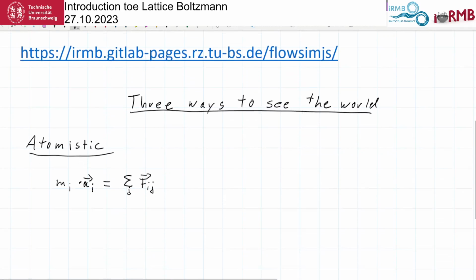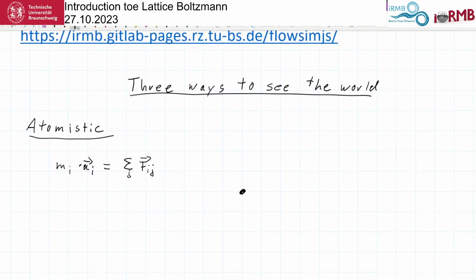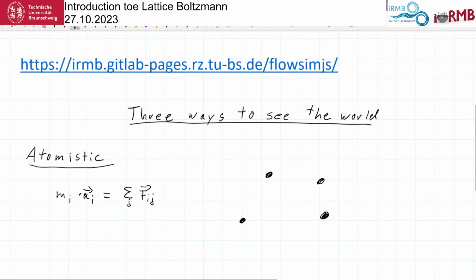So what does it mean? We have a particle or atom or molecule right here, and we have another one there, and one there, and one there, and usually we have many. Now I draw only 4. The important thing is that all these are individuals. There's a particle called 1, one called 2, one called 3, and one called 4.